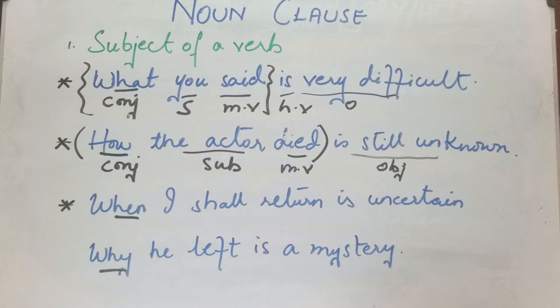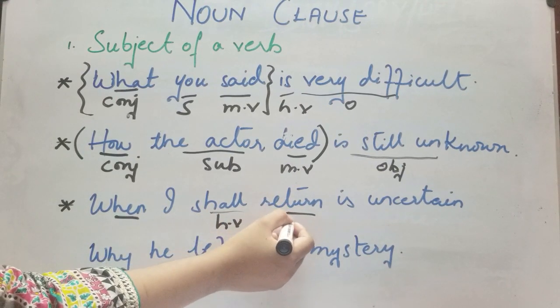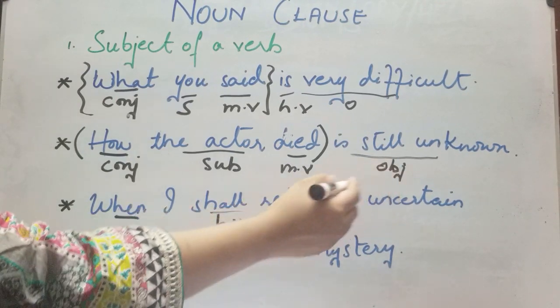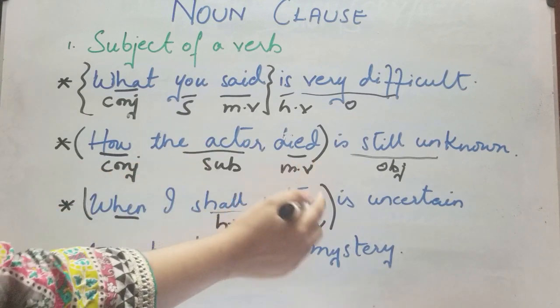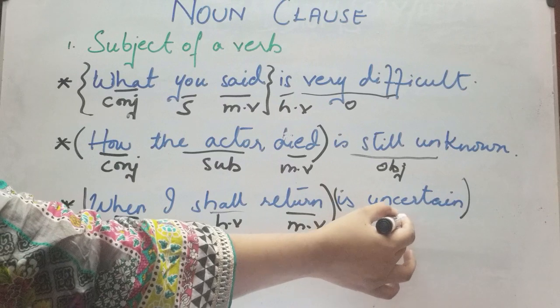When I shall return is uncertain. Again, you have a conjunction over here. You have got a helping verb over here. This is a helping verb. And then you have got a main verb over here. You cut it into two parts. Is uncertain. This is an object over here.